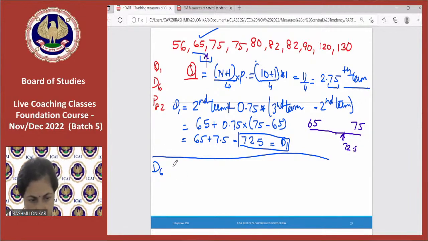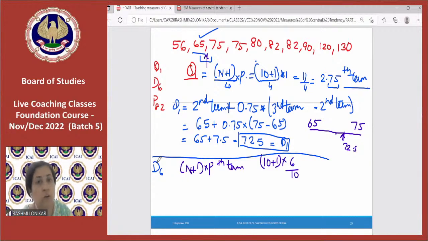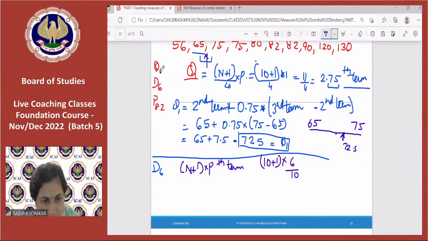Okay, so let us do D6. Now D6, what they are saying is, for D6, what do I have to find? N plus 1 into P. Okay. Now what is the P here? P is 6 upon 10, pth term. N is how much? 10. So 10 plus 1. Pth term is 6 upon 10, because it's a decile, so denominator will be 10, and whatever is the number, here 6. Here, why did we not take this? Because this was 1, so we took 1 by 4. So I did 11 upon 4 directly.